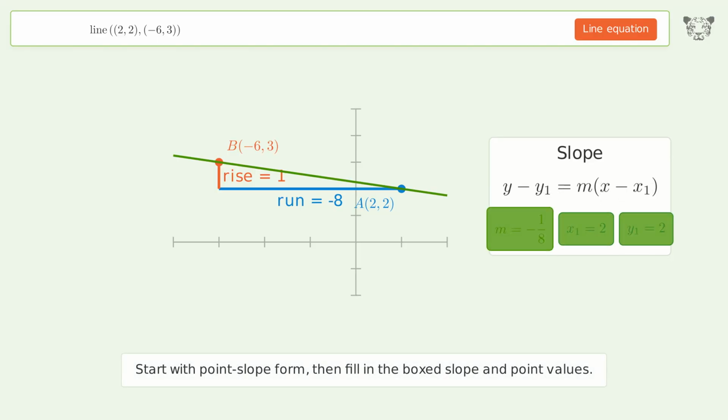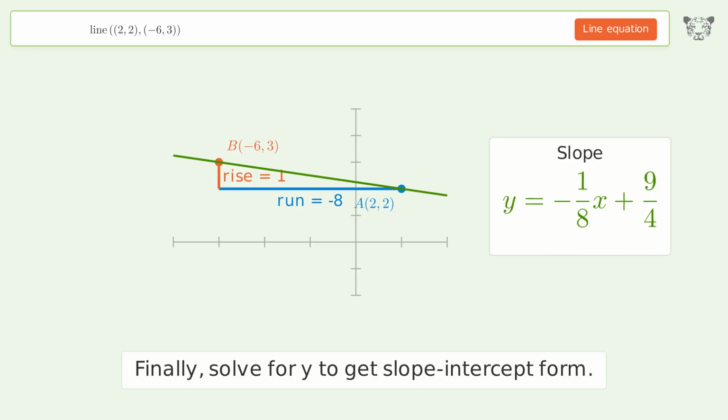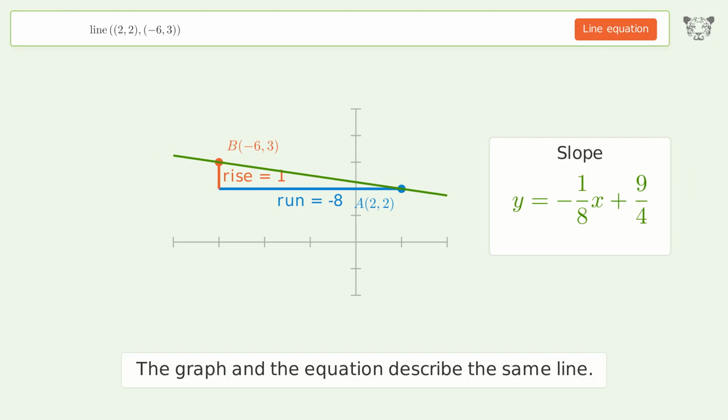Start with point slope form, y minus y1 equals m times x minus x1. Then fill in the boxed values, slope is -1 over 8, x1 is 2, and y1 is 2. That gives the point slope equation for this line. Finally, solve for y to get slope intercept form. The graph and the equation describe the same line.